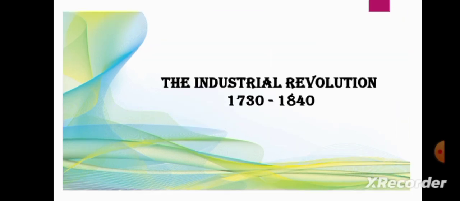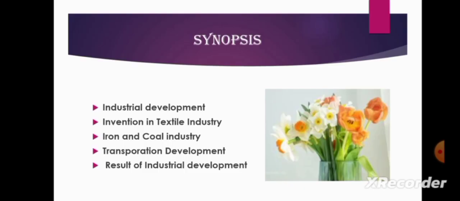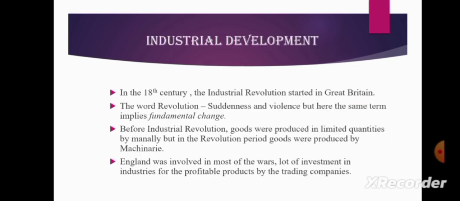Now we are going to see the title, The Industrial Revolution in the Social History of England. The synopsis is: industrial development, invention in textile industry, iron and coal industry, transportation development, and result of industrial development. First, we are going to see the industrial development in England.